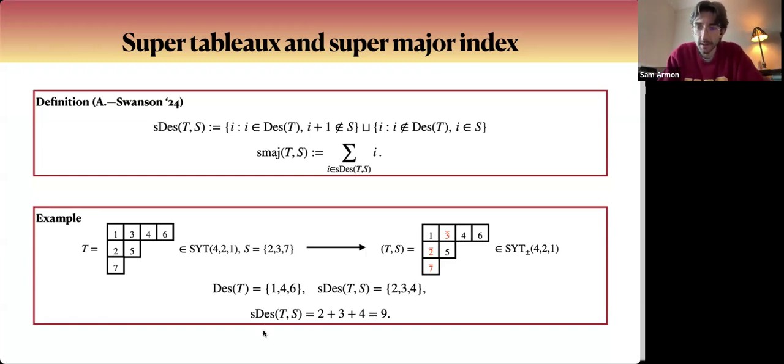And finally, my apologies, this should read S-Maj, super Maj. It is just the sum of all the super descents. So 2 plus 3 plus 4 gives us 9. All right.